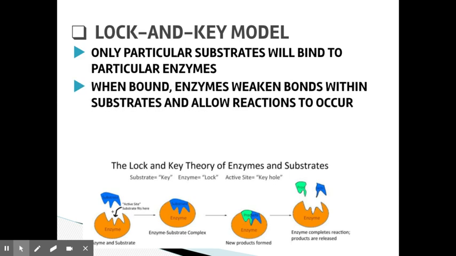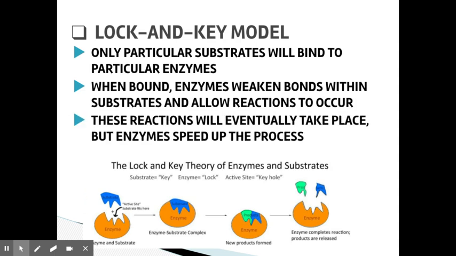When bound, enzymes weaken the bonds within the substrate and allow reactions to occur. And these reactions would eventually take place, like eventually, but enzymes speed up the process by decreasing that activation energy. We need these reactions to happen fast, and enzymes take care of that.